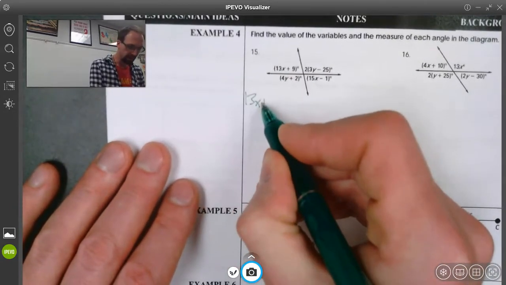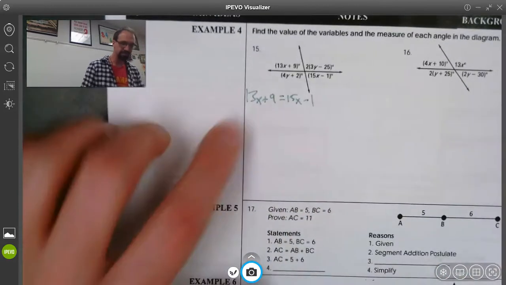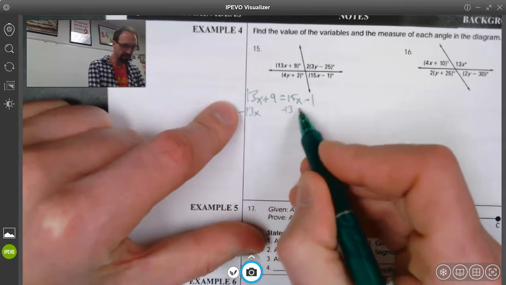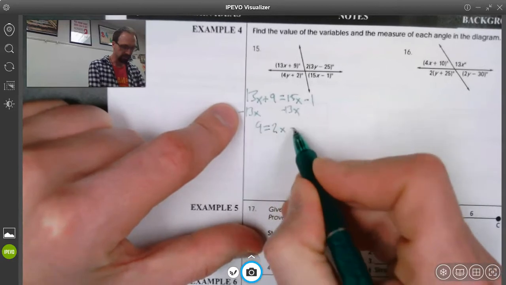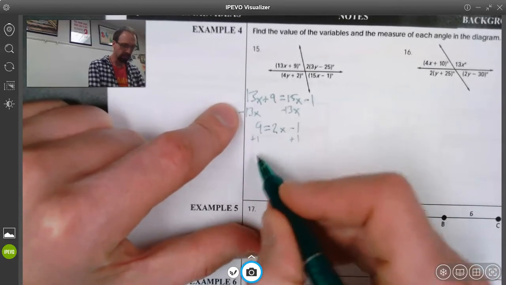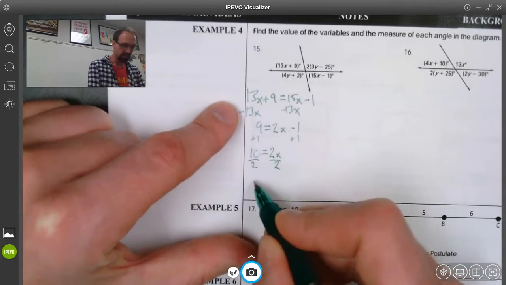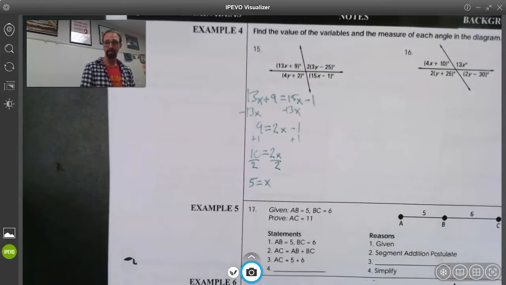So 13x plus 9 is equal to 15x minus 1. Again, getting rid of the smaller of the two coefficients with variables. So I have 9 equals 2x minus 1. Add 1, add 1. So I get 10 equals 2x. Divide by 2, and I get 5 equals x, or x equals 5.